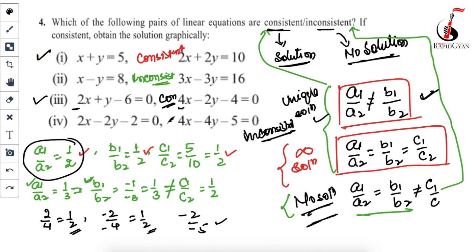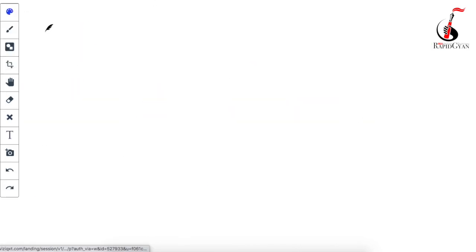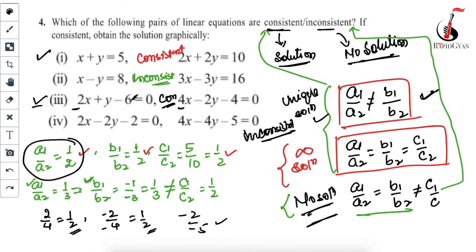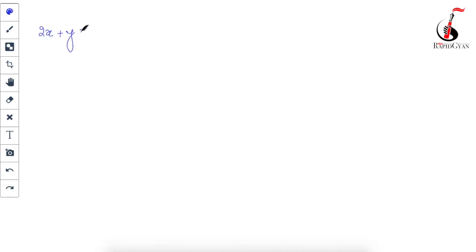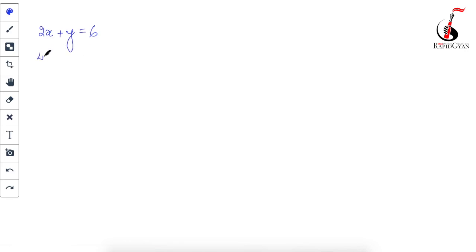So which is your consistent? Which one is the third one? 2x plus y minus 6 is equal to 0. I will write it over here: 2x plus y minus 6. If I send it to the right side, that will become plus 6. Okay. Next one is 4x minus 2y minus 4. I will write over here 4x minus 2y equal to 4. If minus 4 goes this side, it will become plus 4.